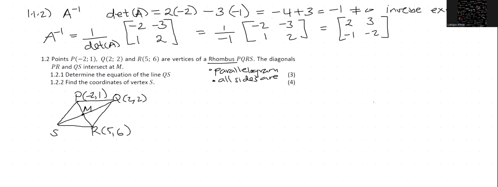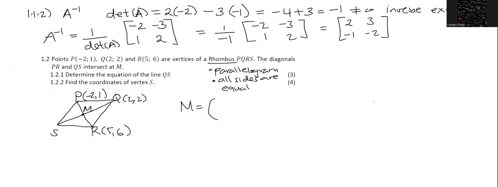Okay, so that is what makes a quadrilateral a rhombus. Now 1.2.1, we have to determine the equation of the line QS. Because a rhombus is a parallelogram, the point M, where the diagonals meet, is the midpoint of PR as well as the midpoint of QS. That is one of the properties of a parallelogram. So to find M, we just work out the midpoint of PR.